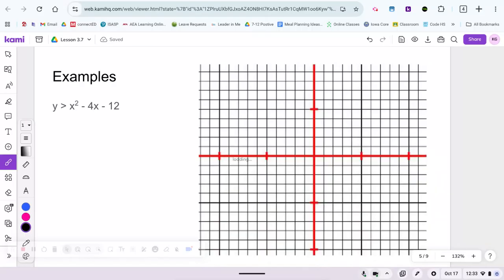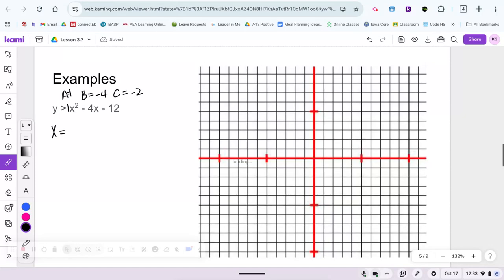This first example wants us to graph this quadratic inequality. I'm going to start with my axis of symmetry. In this case, A is 1, B is -4, C is -12. And I'm doing the opposite of B, so +4 over 2 times A, which gives me 2 for my axis of symmetry. So I know this parabola is folding itself over the vertical line of x equals 2.